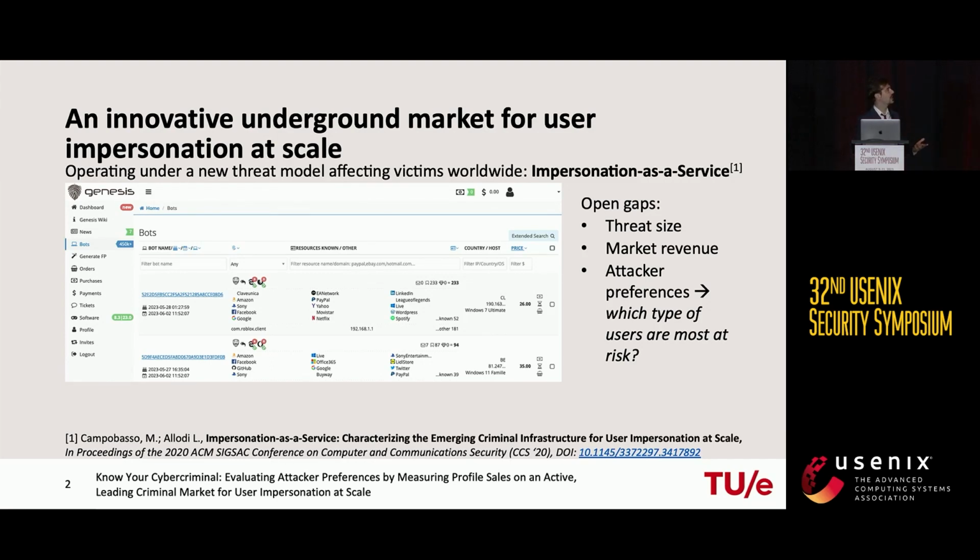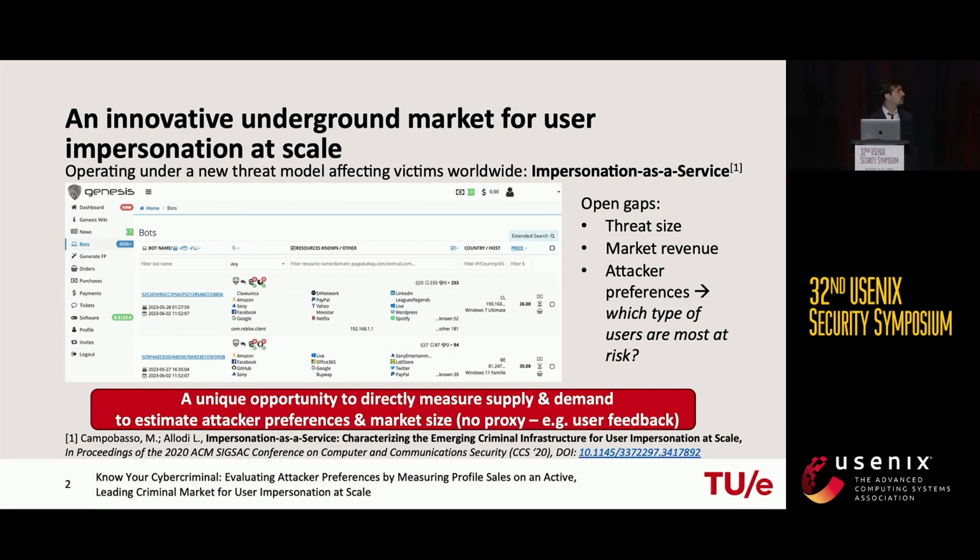However, we still have some gaps open here. We still wonder how big is this threat, what is the revenue of the market, and most importantly, what are the preferences of the attackers? Meaning, what are the kind of users that are going to be targeted the most from this market and from the customers that go into this market. This is a very rare opportunity that we have in this ecosystem to study exactly supply and demand of products in a market. And we can use this information to estimate attacker preferences and its market size.